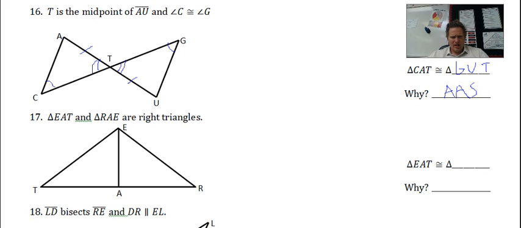Okay, next one says EAT and REA are right angles. So there's a right angle right here, and I know this side is reflexive. Can I solve this? You're thinking, Mr. Plummer, didn't we do the HL theorem? That's true, but remember, we don't know what the hypotenuse is. We don't know if these are congruent. We only know one leg and a right angle, so we don't have enough information. We would put not congruent, or not enough information.